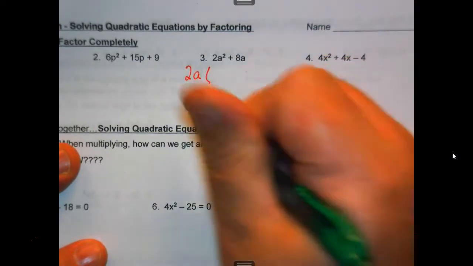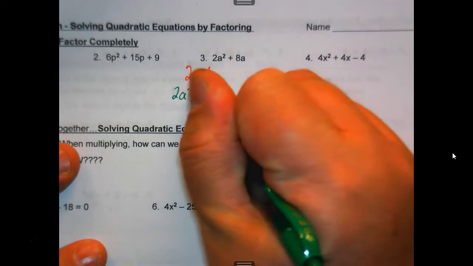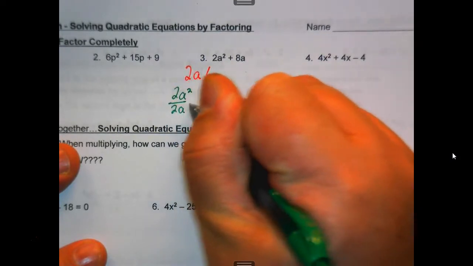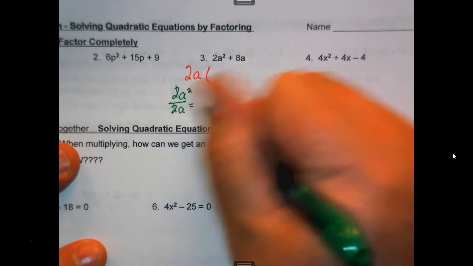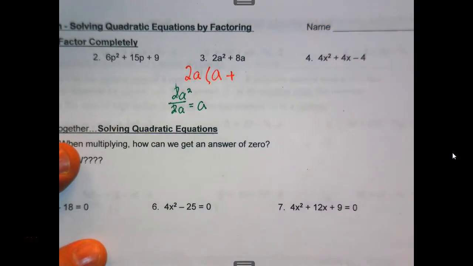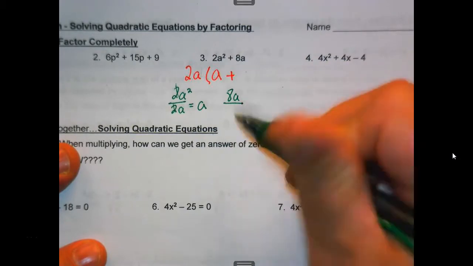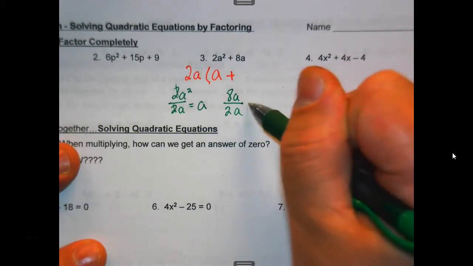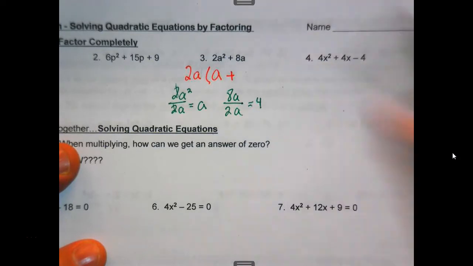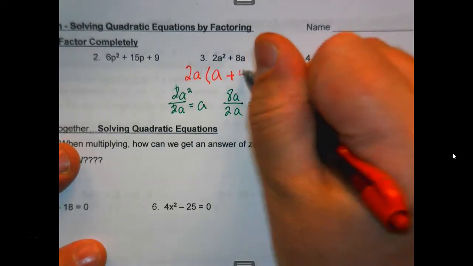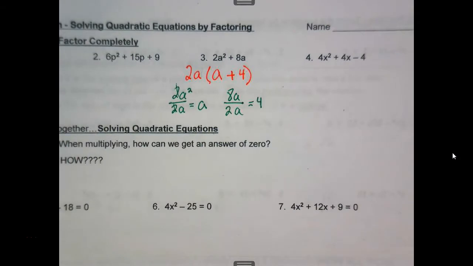Okay, so what I'm actually doing is taking 2a squared, dividing it by 2a. What do I get? 1a. Okay, then I'm taking 8a, dividing it by 2a. That gets me 4. Am I done? Yep. Unless you can think of something else.